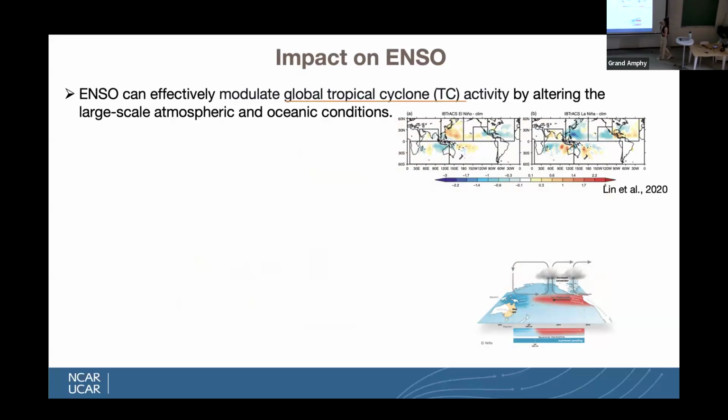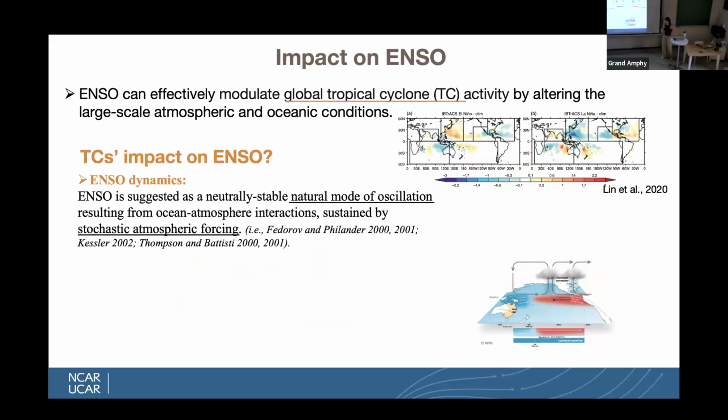We kind of know that in El Nino years, we have more TCs in the Western Pacific and fewer in the Atlantic, and in La Nina years, you can have the vice versa. But then we are thinking about, can TCs affect El Nino? So what is ENSO? ENSO is a neutrally stable, natural mode of oscillation resulting from air-sea interactions, and it is sustained by stochastic atmospheric forcing.